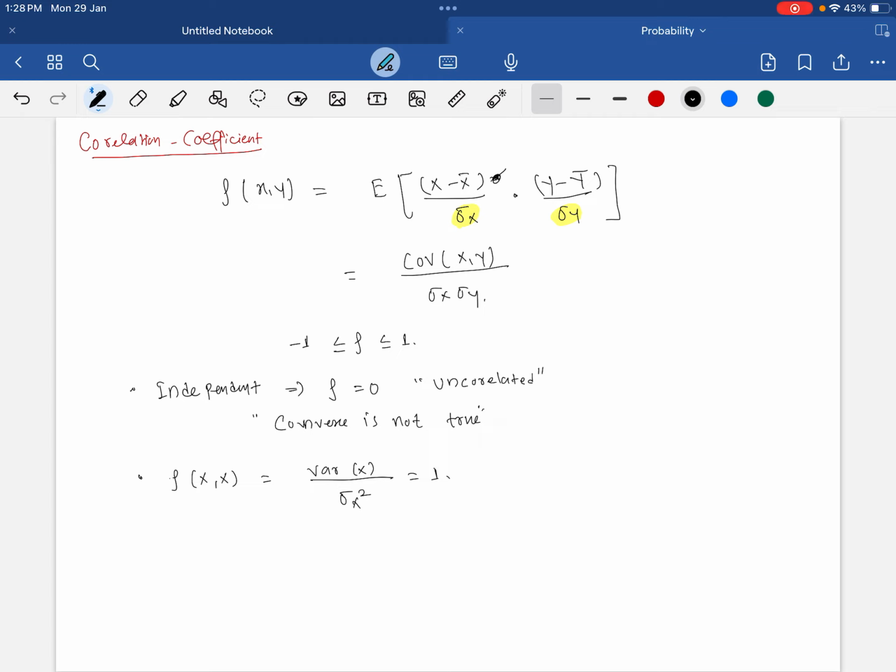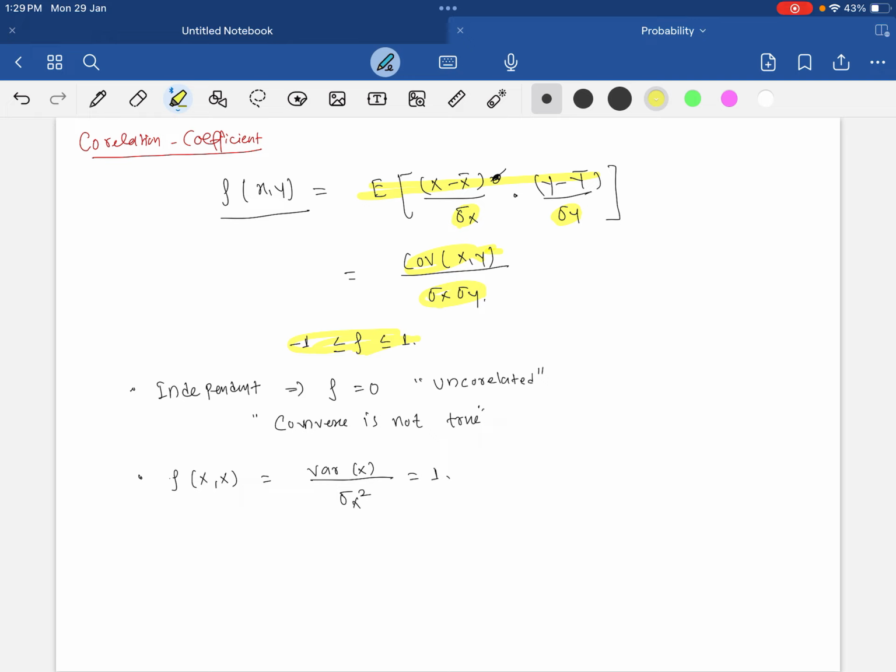And how are you going to get the correlation coefficient? Just by normalizing the covariance. And how are you going to normalize it? Just by dividing by the standard deviations, that is sigma x into sigma y, right? And the upper term, the expectation of the whole thing, is the covariance between x and y, and this correlation coefficient will lie between -1 and 1, right?